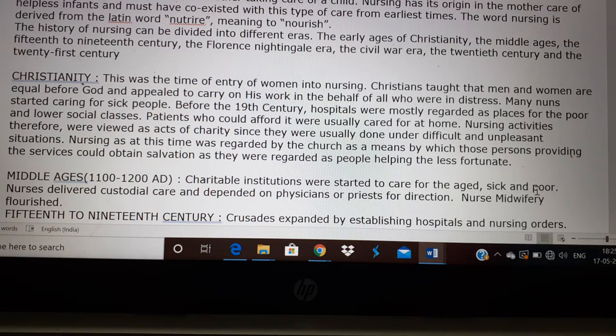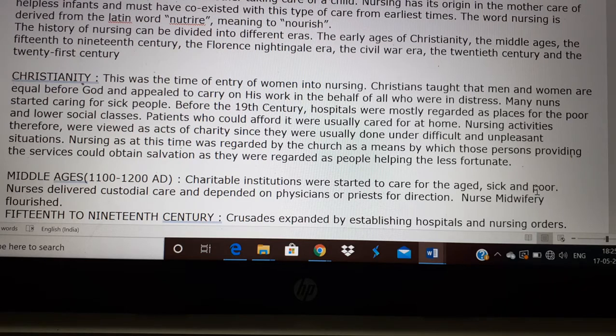Those who were rich were taken care of by doctors and nurses in their own houses, but those who went to the hospital were mostly poor people. So nursing was considered to be a charity, mainly taking care of poor and sick people, very sick and very poor people. That was how nursing started 2000 years back.